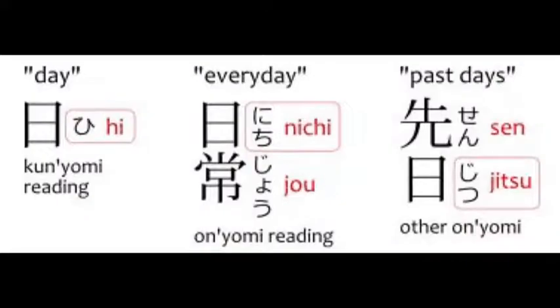So, a quick introduction. You see on the far left of these three words, you see hi, which is the kunyomi for day. Now if you go to the middle, you see nichijou, which means every day, using an onyomi. And the last one to the right is senjitsu, past days, and it is another onyomi. The kanji for day in particular is rather special.